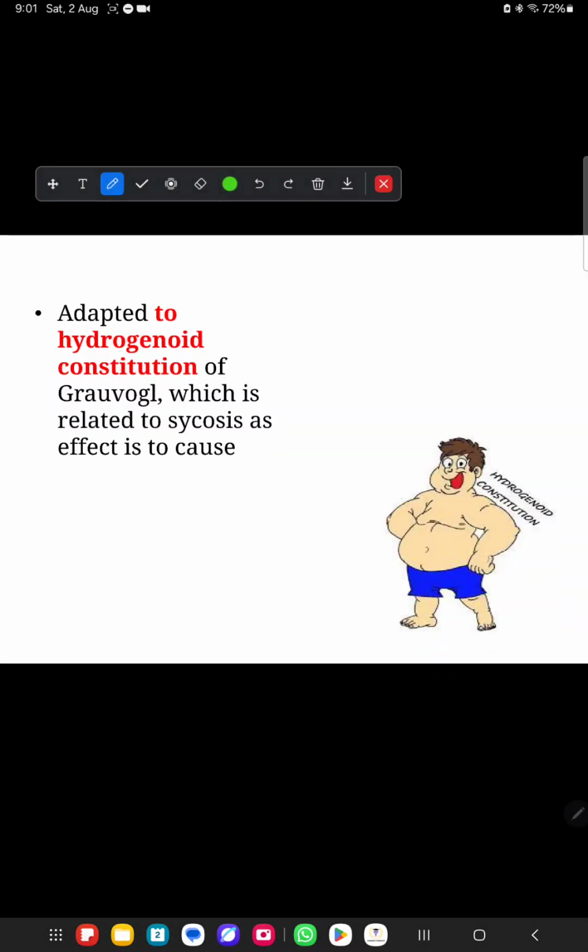Okay. Let's talk about the symptoms of Thuja occidentalis. It is adapted to the hydrogenoid constitution, given by Grauvogl, which is related to psychosis. First you will get the question: the types of constitution are given by whom? The answer will be Grauvogl.